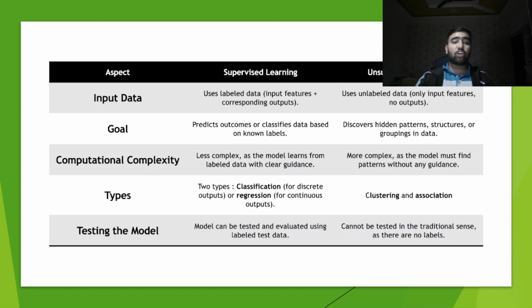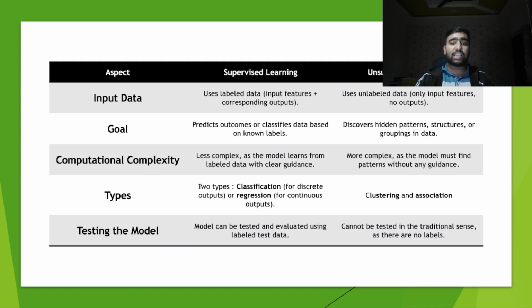The computational complexity for supervised learning is lower because we already have labeled data, so it provides clear guidance to the algorithm. Whereas in unsupervised learning, since there is no labeled data, there is not enough guidance, hence there is more computational complexity. There are two types of supervised learning problems.